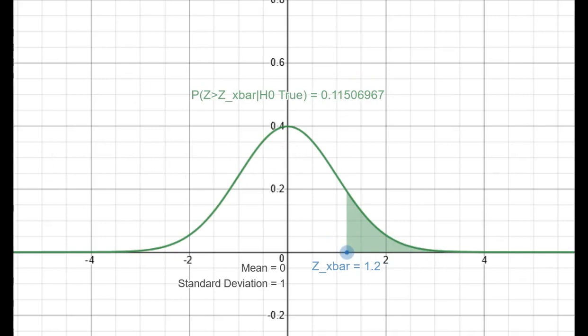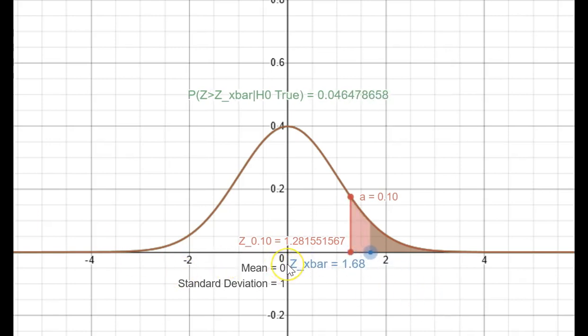We have different alpha values. If I have alpha of 10%, this area in the red is my critical region. My critical region, my rejection region, means that if my z-score falls in this area, I would reject the null hypothesis. If my x bar, the mean value for my sample, is too far away from what I'm assuming my mean to be, then most likely what's happening is that the sample I got is bad because my null hypothesis is incorrect.